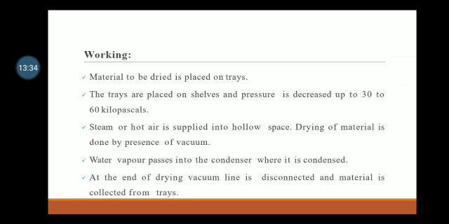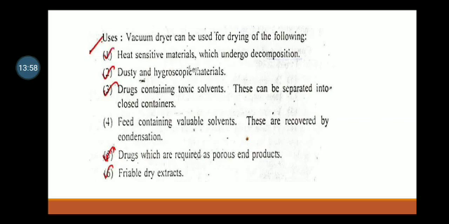The trays are placed on the shelves and pressure is decreased up to 30 to 60 kilopascals. Steam or hot air is supplied into hollow space. Drying of material is done by presence of vacuum. Water vapor passes into the condenser where it is condensed. At the end of drying, vacuum line is disconnected and material is collected from the trays.